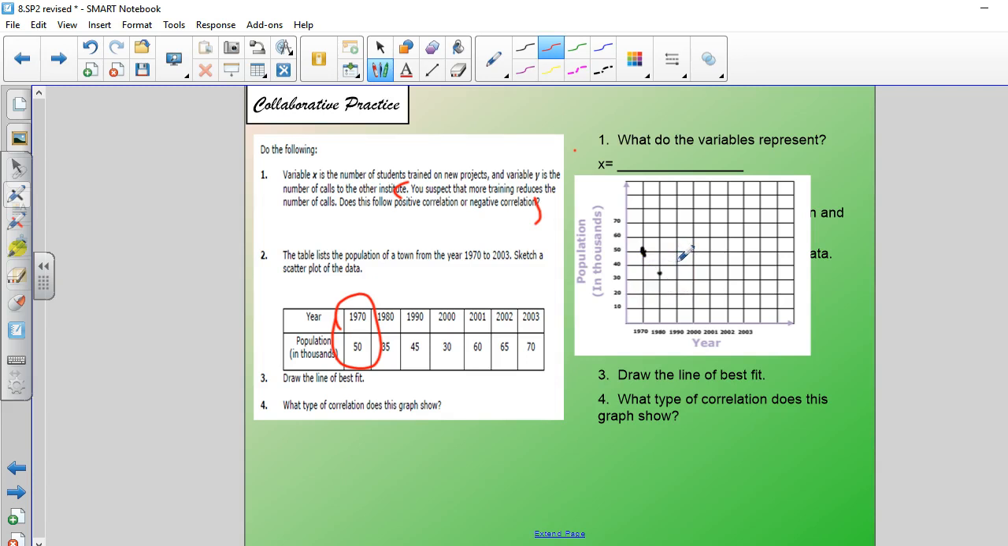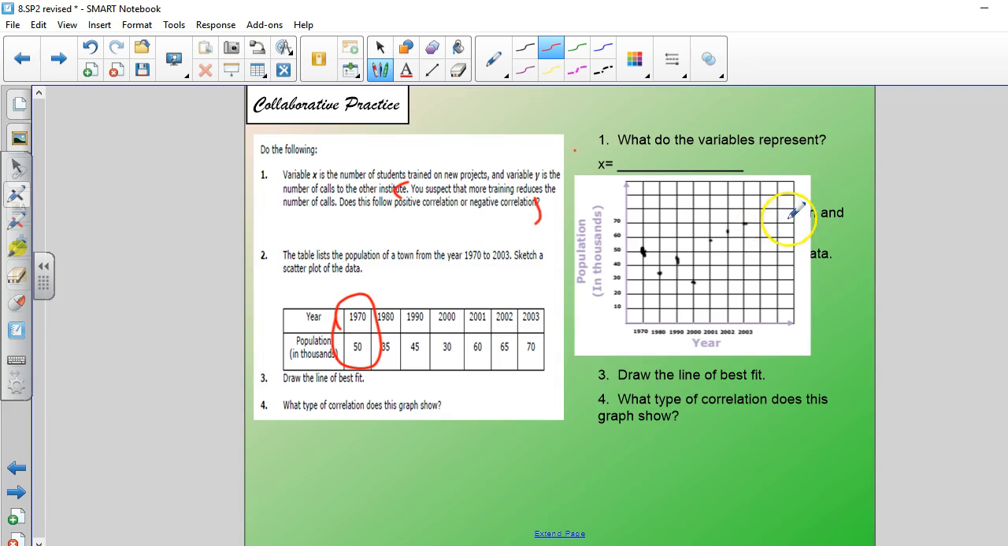1990 and 45. 2000, 55. 2001, 60. 2002, 65. And 2003, 70.